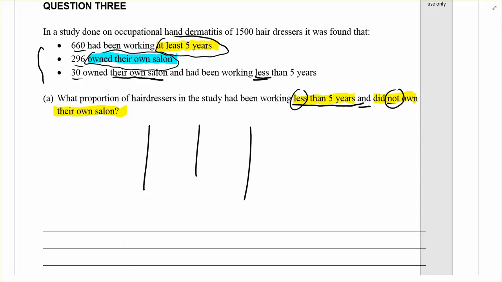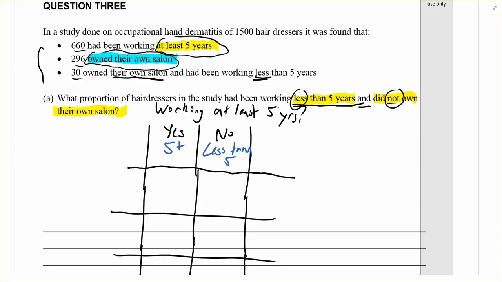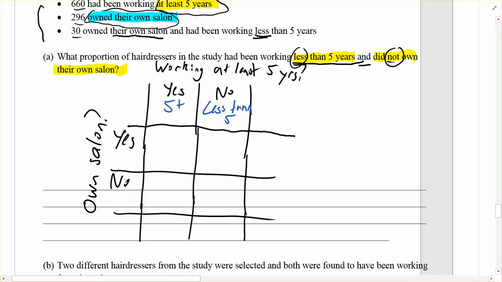The first question in our two-way table is whether you've been working at least 5 years or not. Yes or no. And we can put 5 plus or less than 5. The other question is whether you own your own salon. So that's going to go down the side. Do you own your salon? Yes or no. And the annoying thing here of course, is that the S looks like a 5. But we'll just have to be careful how we write it. So yes, I own my own salon, or no, I don't.